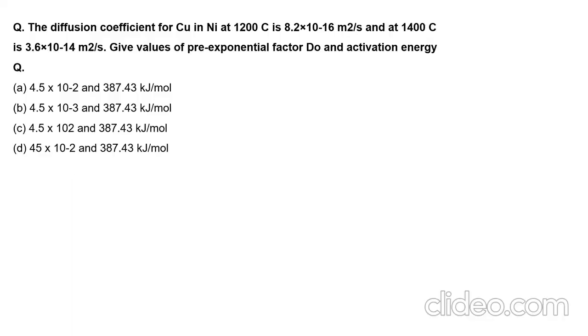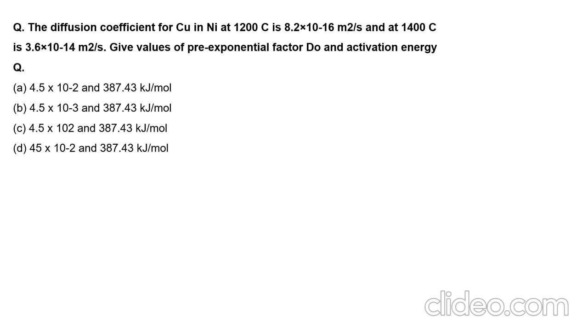Diffusion coefficient. So you understand that your diffusion coefficient has some relationship with how it varies with temperature. Based on that, we will have a question. It says the diffusion coefficient for copper and nickel. You know that copper and nickel can form an alloy, or they can be miscible in one another. So you have two species, copper and nickel, two components, and you are given the diffusion coefficient at 1200 degrees Celsius and 1400 degrees Celsius. So you are given two temperatures and their corresponding diffusion coefficients.